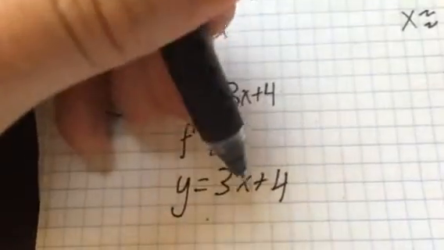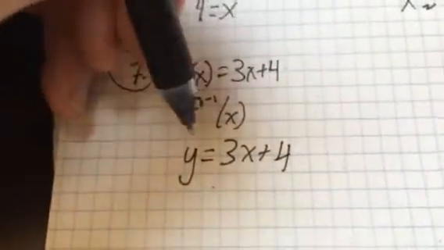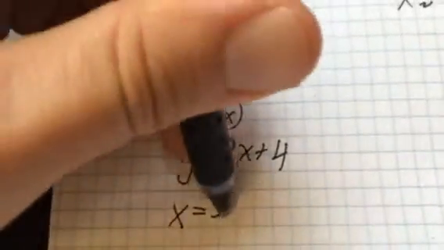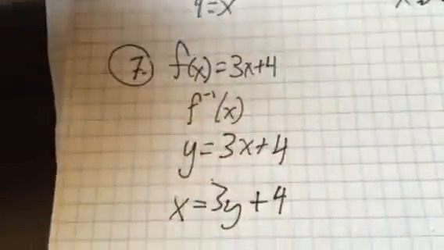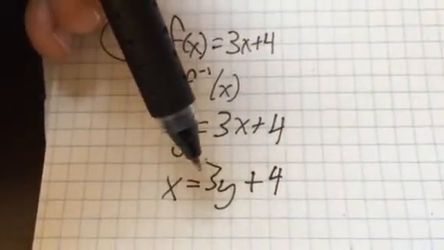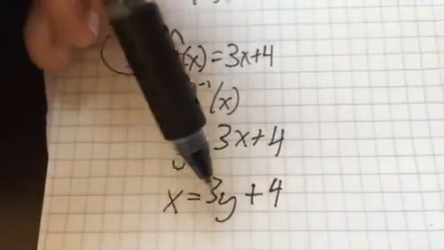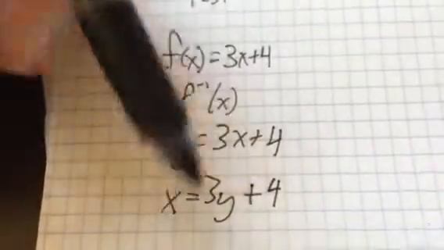Remember, when we find an inverse, we're literally switching the input and the output. So I'm going to switch where x and y is. I should say r. And so this is the inverse. I'm just going to solve it for y so I can express it as a function.